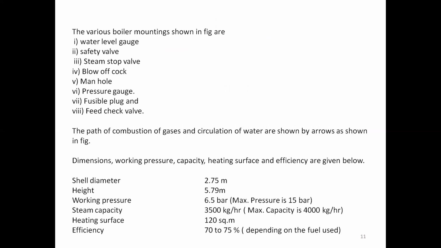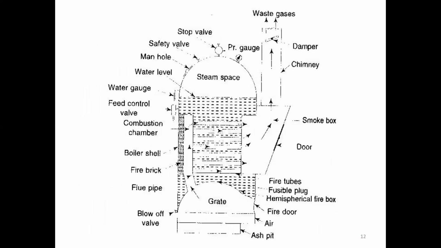Next slide. This is the Cochrane boiler, and we'll be showing the video links also. When you're writing about the boiler, you have to mention the shell diameter, height, the working pressure, the steam capacity, the heating surface, and also the efficiency. So these points we have to take into consideration. Okay, next one.